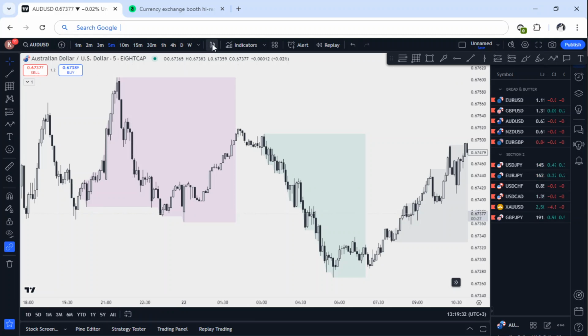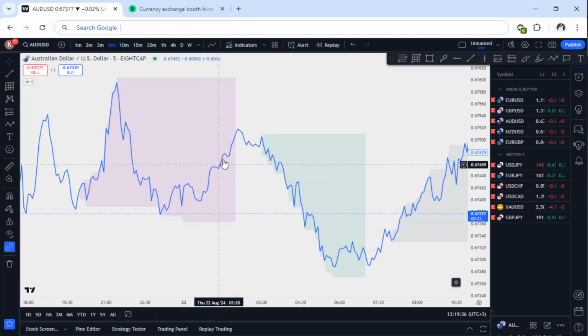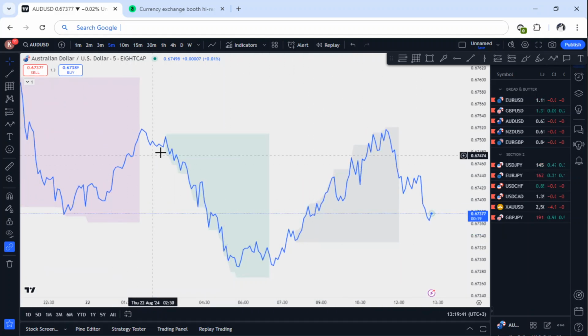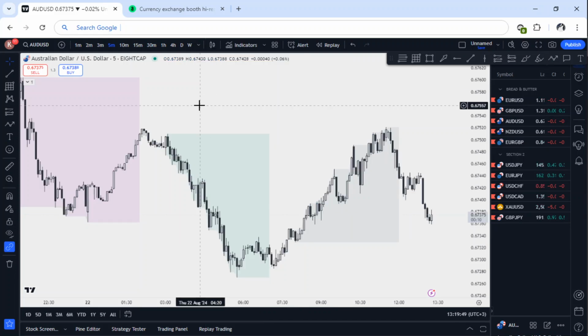You can have them in terms of candles. You can also have them in terms of lines. This is what people are mostly used to, lines. This is how the market is moving, in lines. But traders prefer to have them in candles like this.